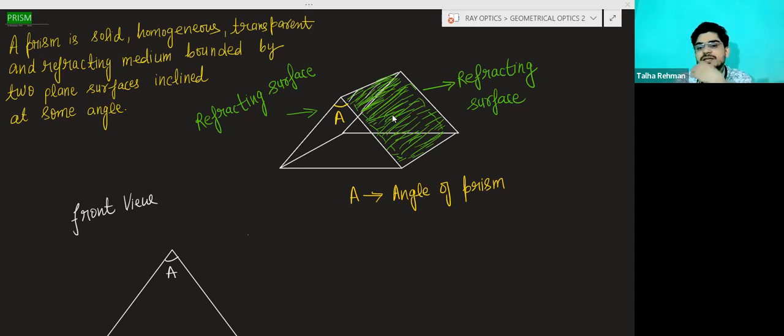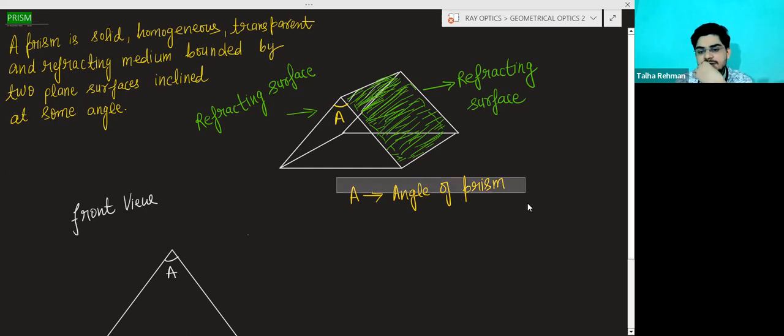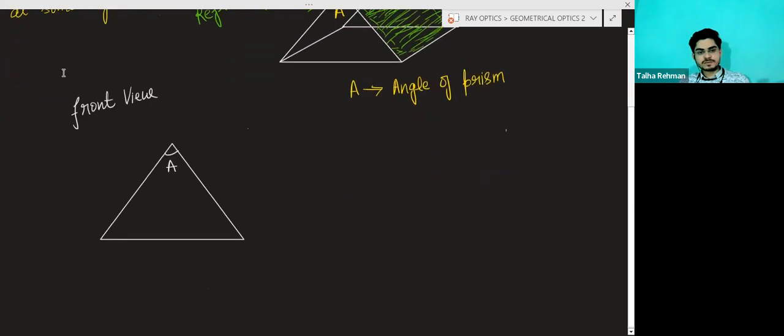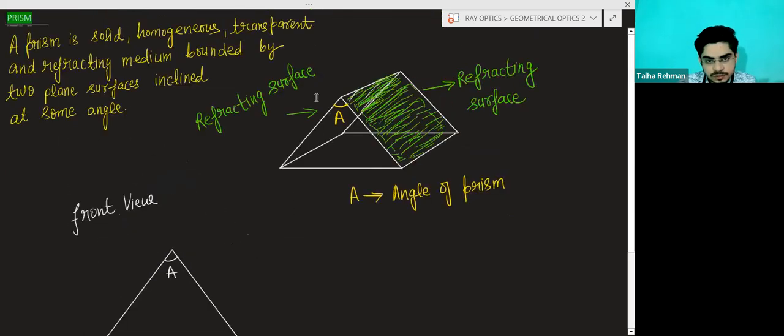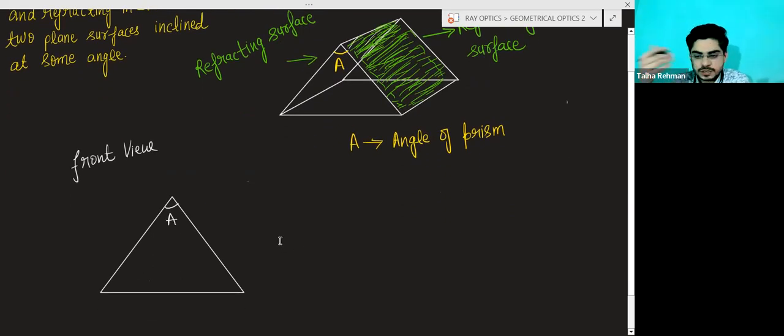So the first refracting surface is this, another refracting surface is this. A is known as the angle of prism. If you see this prism from the front like this, this prism will look to you like a triangle. Okay. So only this portion will be visible from the front side. So this is the front view of the prism.